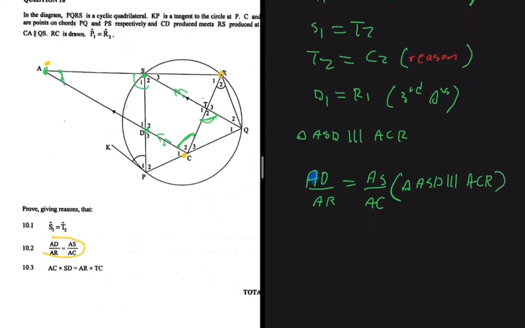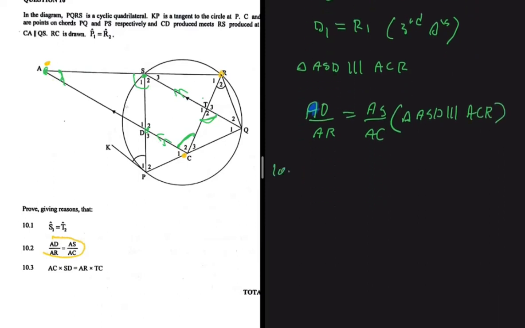So now let's look at 10.3. So 10.3 says, let's prove that AC multiplied by CD is equal to AR multiplied by TC. In this question, I cannot see an immediate way why AC multiplied by CD should be equal to AR multiplied by TC. But you just wrote this paper today.